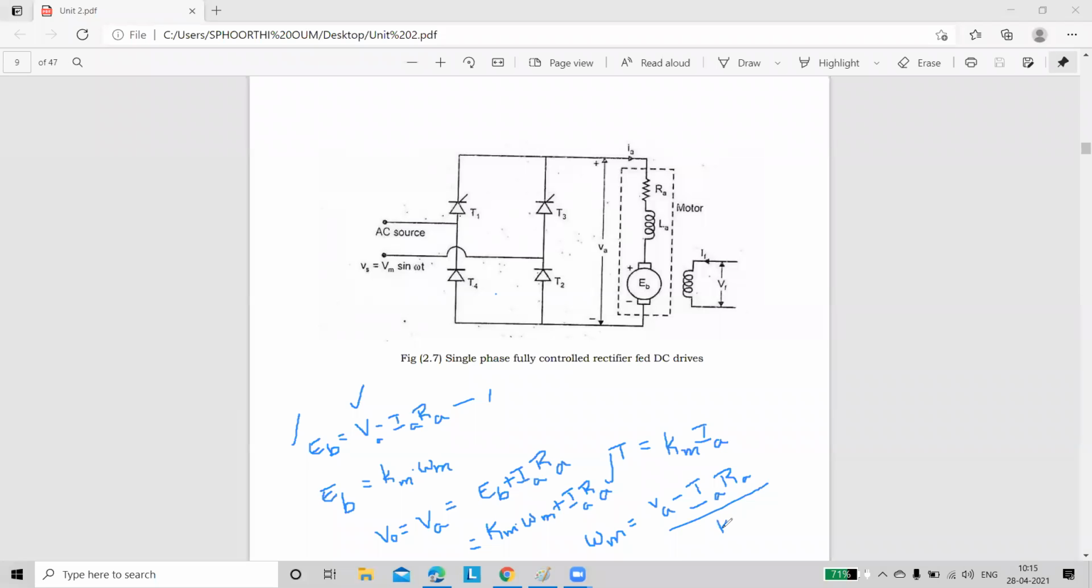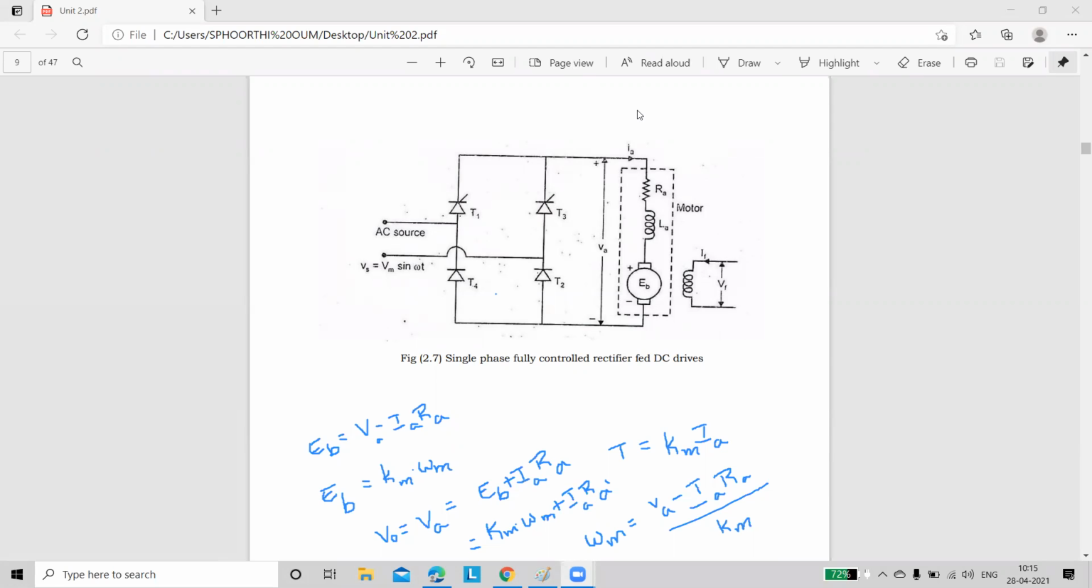So these are the fundamental equations which are required for our rectifiers for DC drives. Please note down these expressions. Why? Because with the help of these expressions only, you are going to calculate the output voltage, torque and speed. From these expressions only, you have to draw the characteristics of speed versus torque. Okay? Can we move on to our topic?